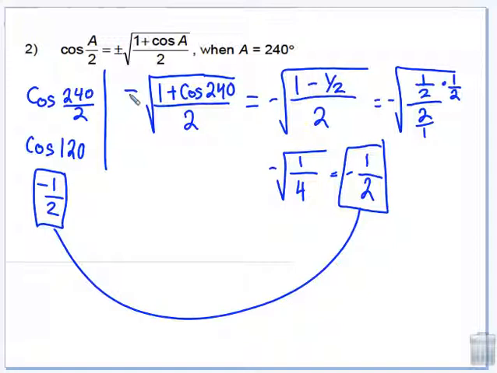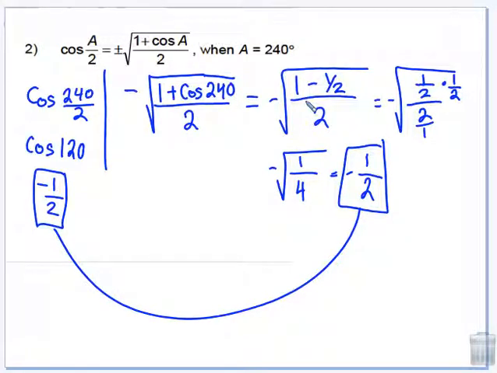Whether the answer is negative or positive depends on what quadrant we're in. And because our angle is 120 here, we're in quadrant 2. In quadrant 2, your cosine function is negative, so we're going to keep the negative out here. Now, for the rest of the equation, look on your trig identity sheet, the green sheet, for your formula for your half angle for cosine, and you have the square root of 1 plus cosine of 240 divided by 2.